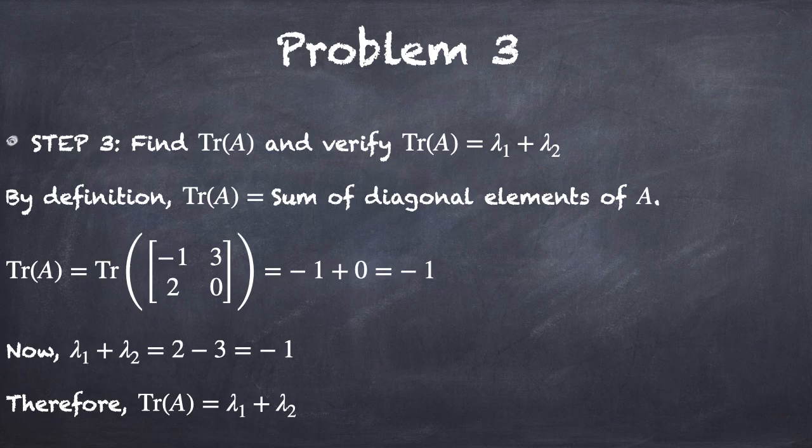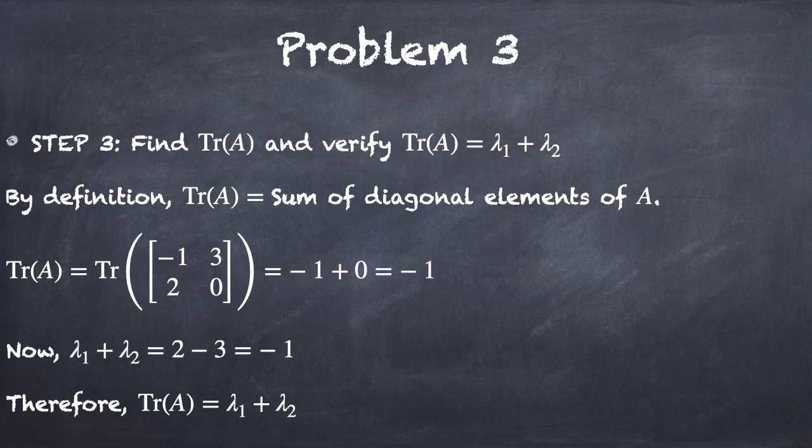So next step is to find the trace of the matrix A and verify that the trace of the matrix A equals lambda 1 plus lambda 2. By definition, trace of a matrix is the sum of the diagonal elements of A. So in this case, the trace of A is negative 1 plus 0, which are the two diagonal elements, and we just sum them up and we get negative 1.